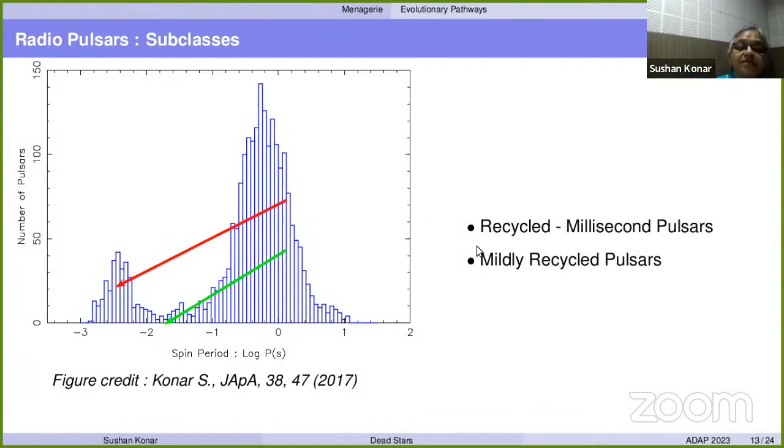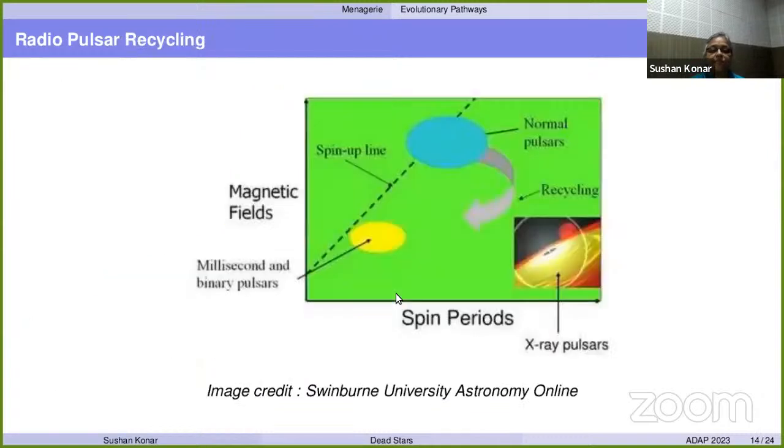So as I have said, we have recycling, and these are the millisecond pulsars which are coming through via low mass X-ray binaries. But if you look at this histogram clearly, you see another small histogram sitting there. Okay, and this one has slightly larger spin period, and if you go to the BP diagram, you'll see that they also have a slightly higher magnetic field. These are the mildly recycled pulsars.